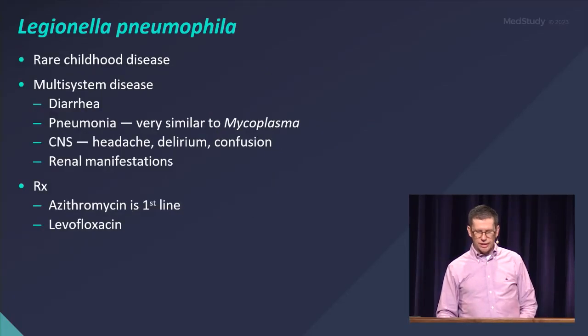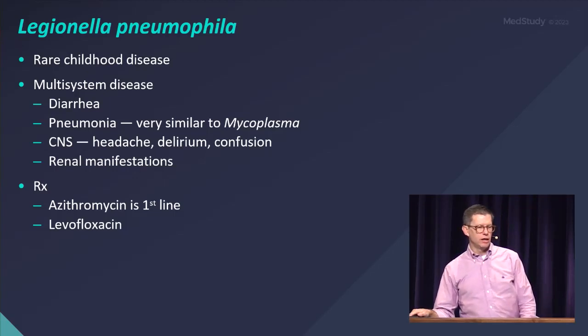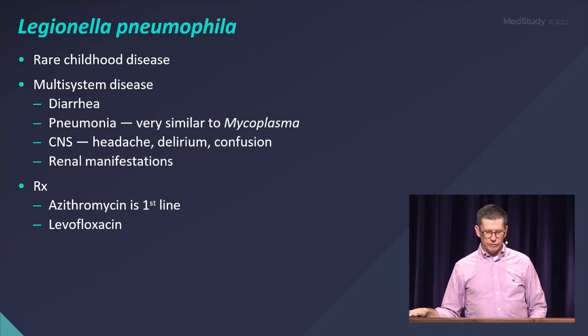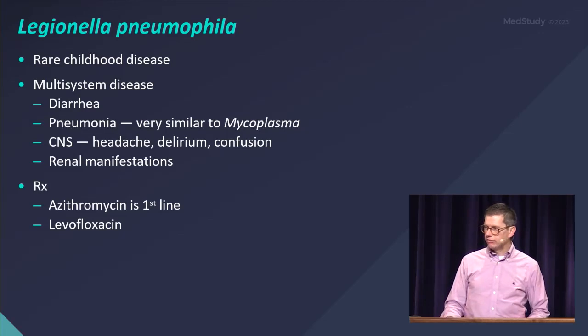It's pretty rare in childhood disease. Think about it when you have pneumonia and GI symptoms. You would also want to think about maybe Ascaris and Strongyloides as well, but they're usually going to give you something in terms of epi. You can have CNS manifestations, and the treatment is usually azithro or levofloxacin. Again, this is a situation where it's okay to give a kid a quinolone if they need it.